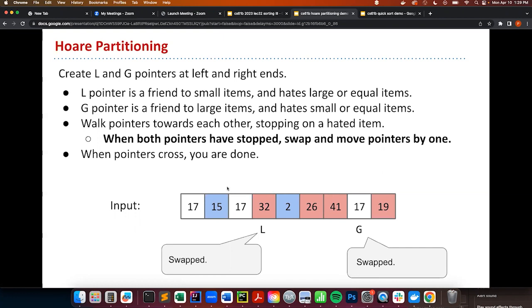And you can think of this as everything over here is less than or equal to the pivot, and everything over here is greater than or equal to, because that's what L and G are looking for. That's the invariant. Okay? Not sort of the invariant. It is the invariant.